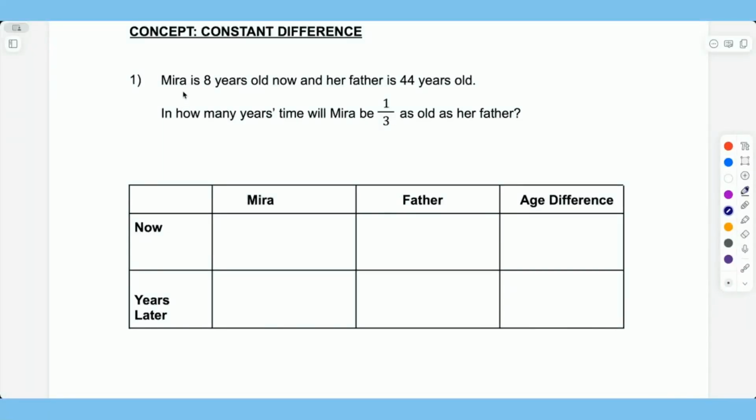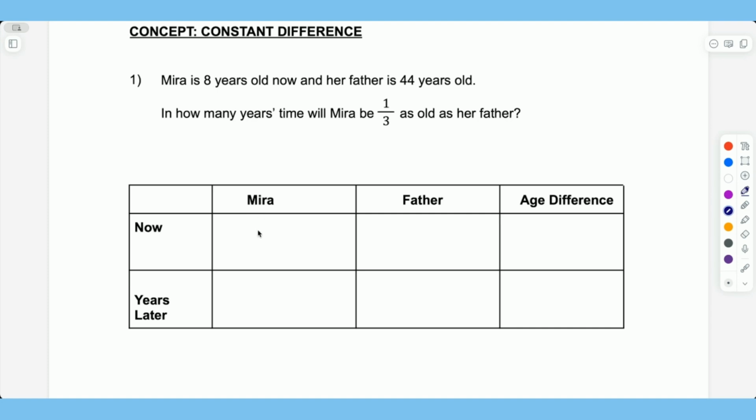Question 1. Myra is 8 years old now and her father is 44 years old. In how many years' time will Myra be 1/3 as old as her father? We have this table that is set up and let's fill this in.